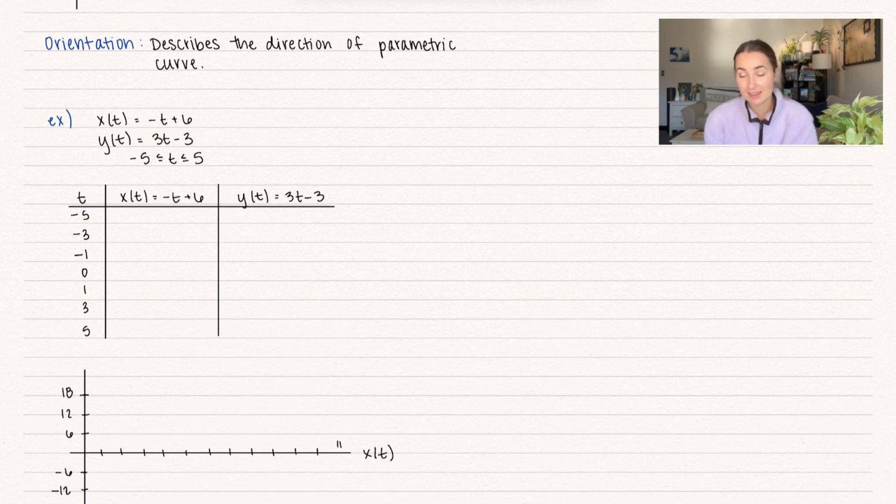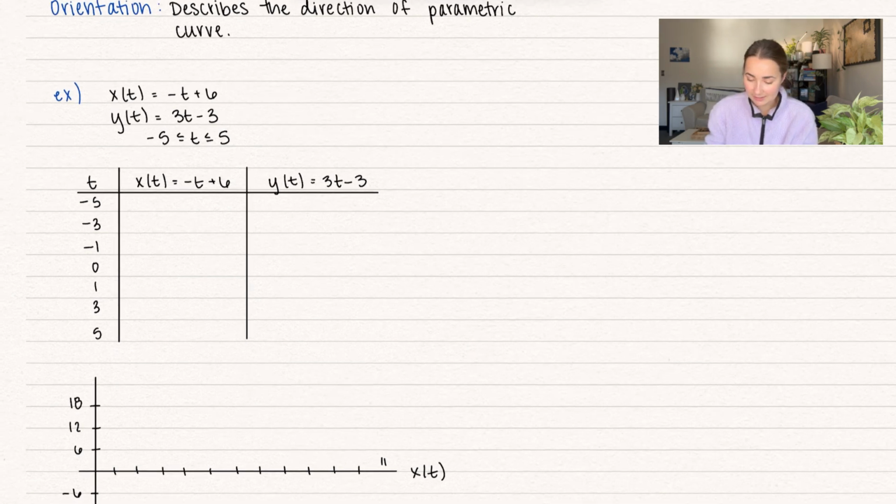Here we have x of t is -2 plus 6. Y of t is 3t minus 5, and we have t values between -5 and +5. So let's go ahead and plug in some t values.